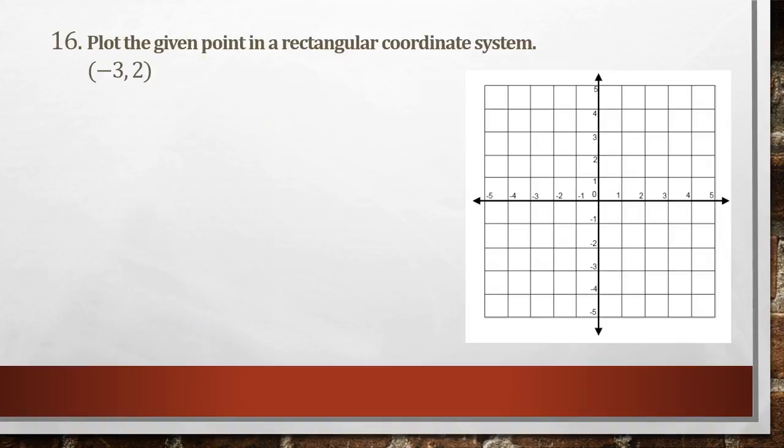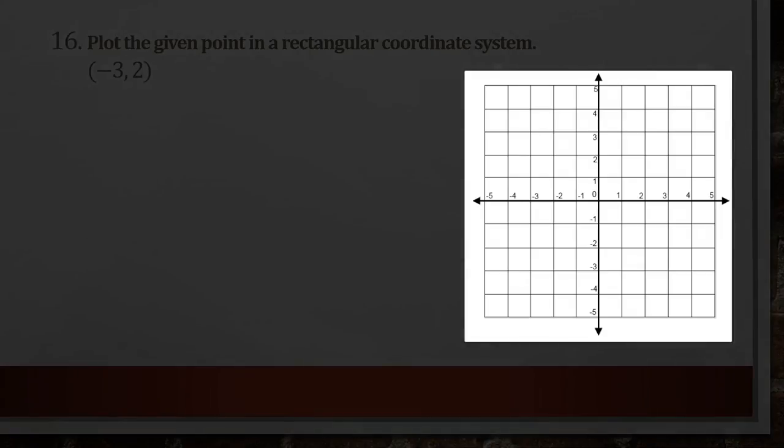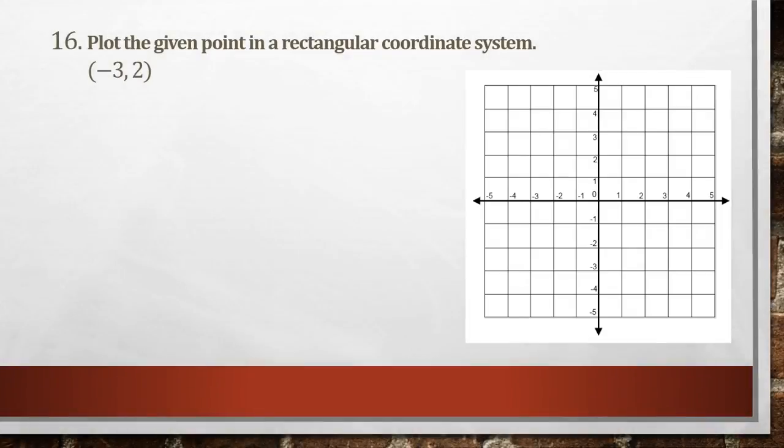Question 16. Plot the given point in a rectangular coordinate system. So our point is -3, 2, and right over here we have our rectangular coordinate system. We can label the axis. So here that will be the y-axis, and this is the x. And then also when we are given a point, our first value always represents the x coordinate and our second value is the y coordinate.